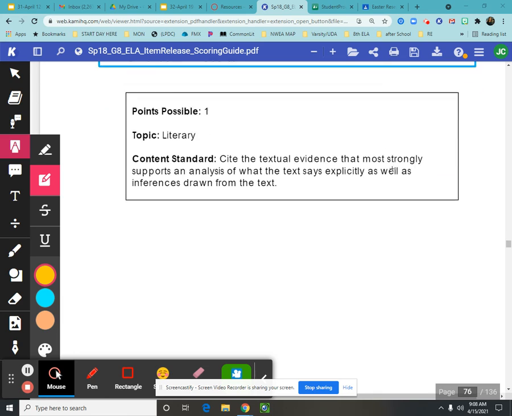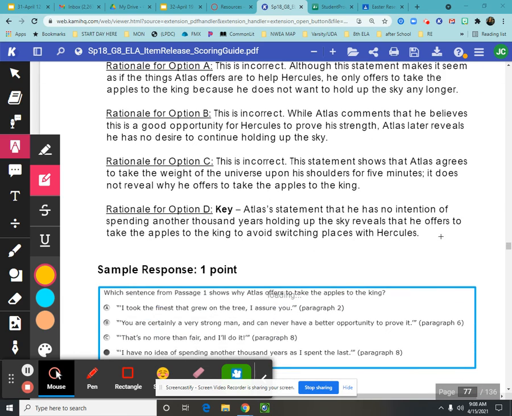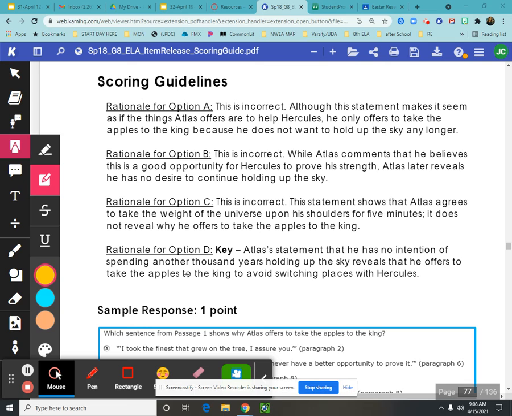Looks like a lot of people have D. It is D. Atlas' statement that he has no intention of spending another 1,000 years holding up the sky reveals that he offers to take the apples to the king to avoid switching places with Hercules. Read your rationale if you missed that.